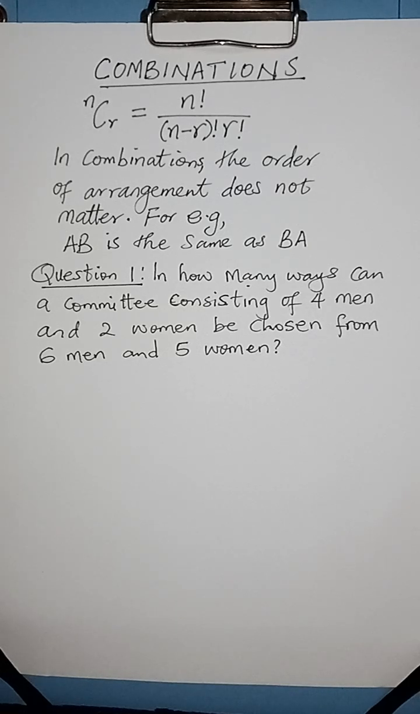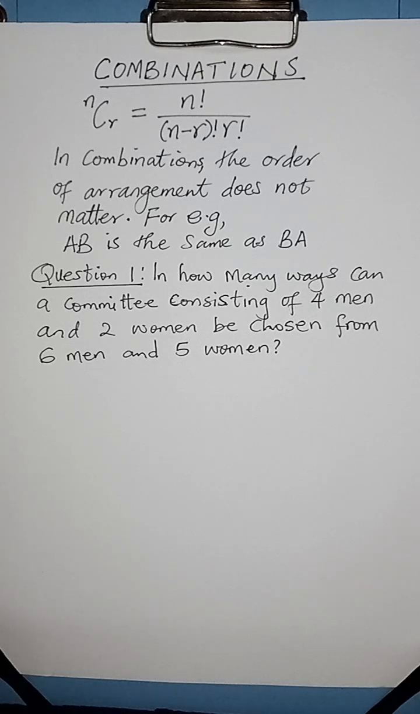Combinations. Now, permutations and combinations go together. In the last video we talked about permutation, but in this video our focus will be on combinations. There's a formula we use in solving combinations, which is n combination r equals n factorial divided by (n minus r) factorial times r factorial.